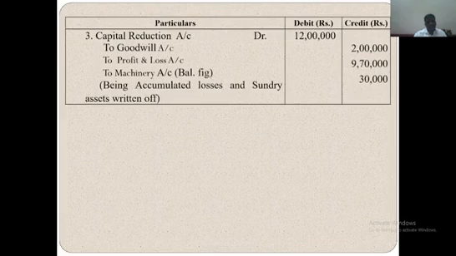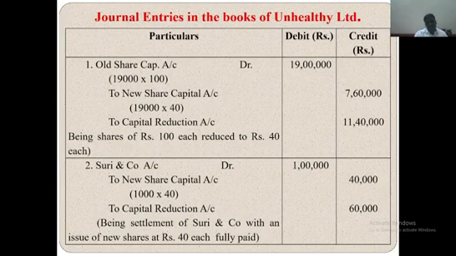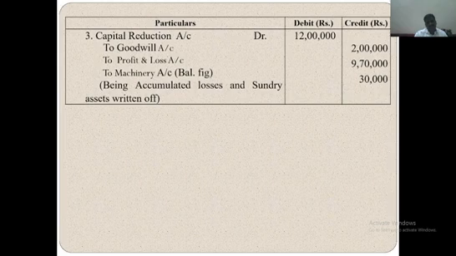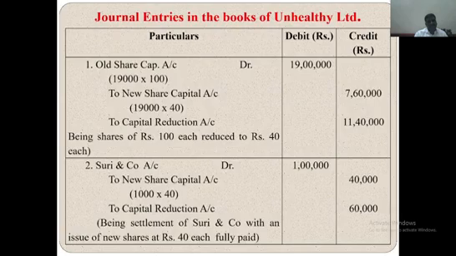The next, capital reduction account 12 lakhs credit. So how much did you get in capital reduction? One is 11 lakh 40,000, another one is 60,000, total 12 lakh we got. First we can adjust goodwill.